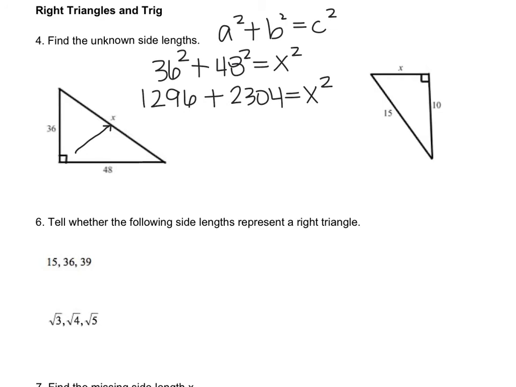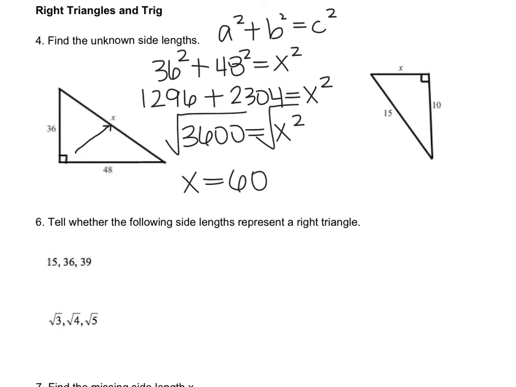1,296 plus 2,304 is going to give us 3,600 equals x squared. Then to solve for x, we're going to take the square root of both sides, and the square root of 3,600 is going to give us 60.